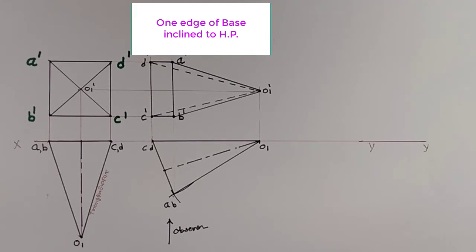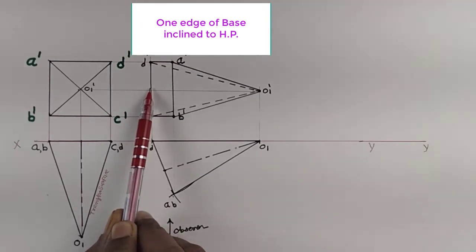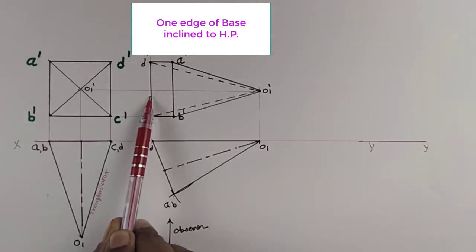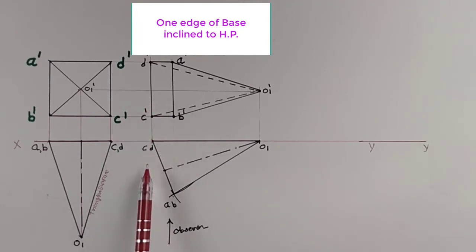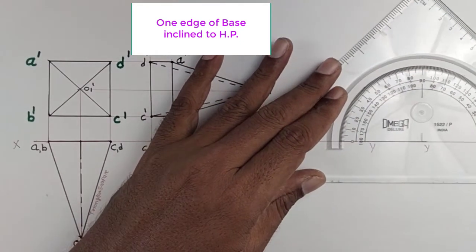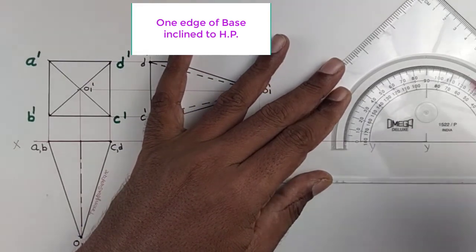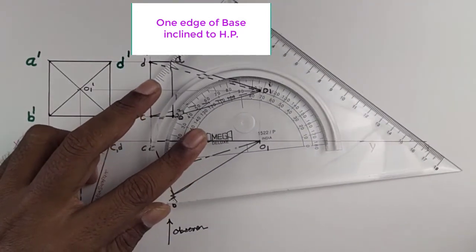So what do I do? Here D dash C dash is the edge of the base which is on the vertical plane and it is perpendicular to HP. Now make it inclined to HP 40 degree. So first off, I draw the inclination line. Choosing this orientation, I make the 40-degree inclination line, and you can create it with a light line.